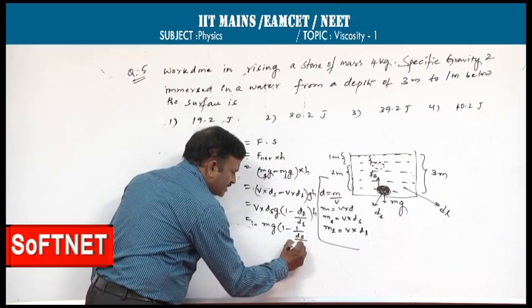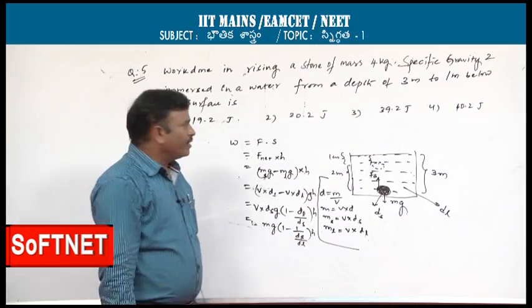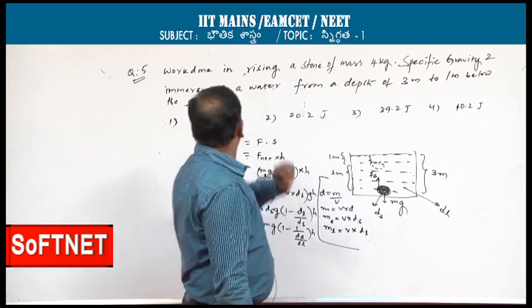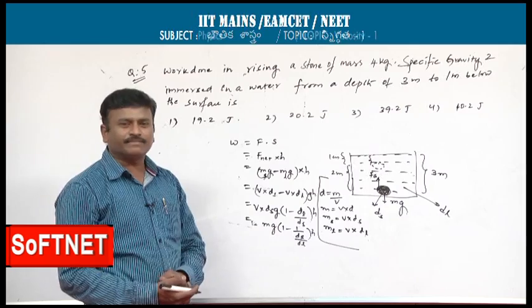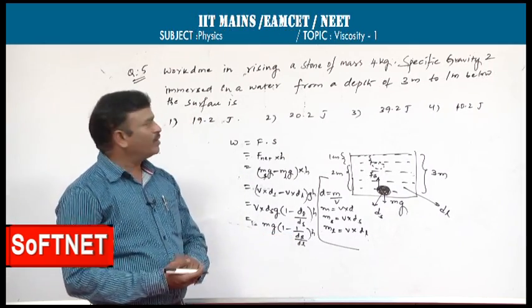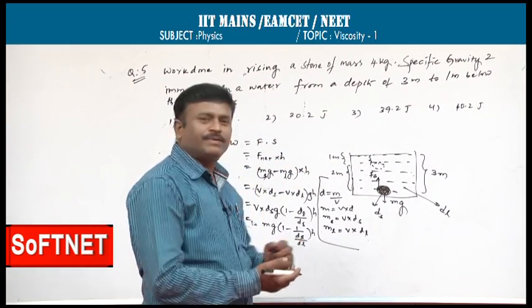I can write dS by dL into h. Here in the question, specific gravity is given as 2. Density of the solid and density of the liquid are not given. The only given thing is specific gravity. What is the specific gravity?